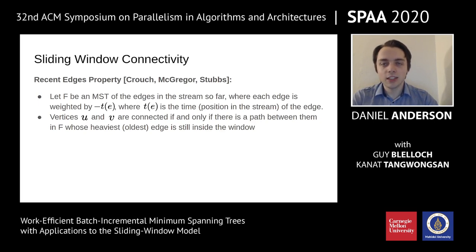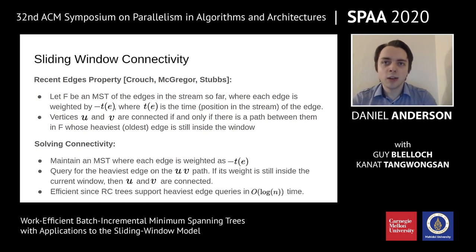Note that the heaviest edge corresponds to the oldest edge under this weighting scheme, which simply means to check if U and V are connected, you check what the oldest edge is on the path between U and V, and if that edge is no longer inside the window, then U and V are not connected. So this gives us a very simple algorithm for doing sliding window connectivity.